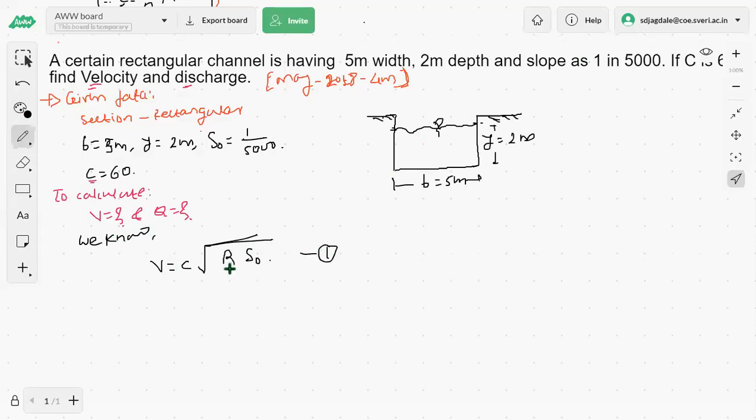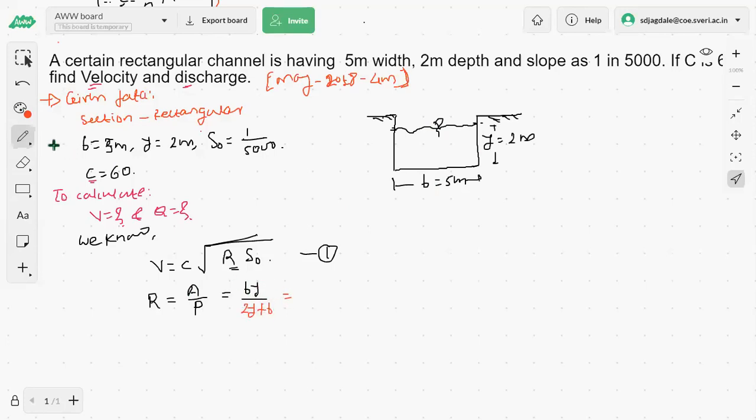Now we'll be required to calculate R, the hydraulic radius. So how to calculate the hydraulic radius R? What is the formula for R? Wetted area upon wetted perimeter. So what will be the wetted area for this case? It is b into y, divided by the perimeter, which will be 2y plus b.